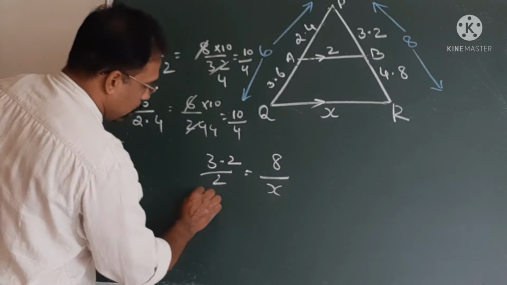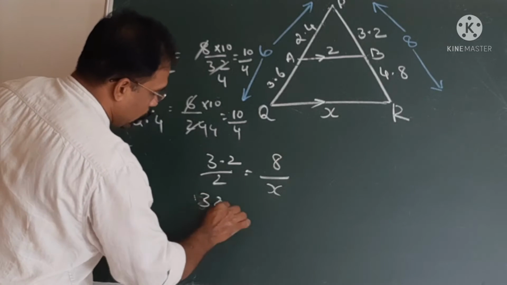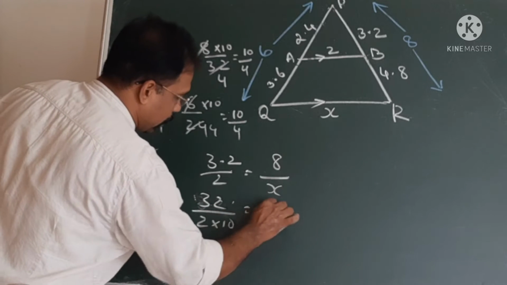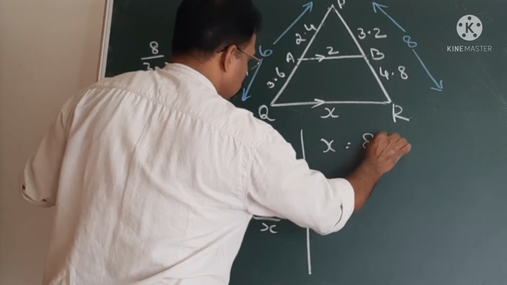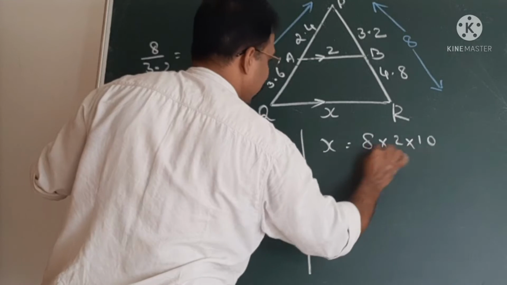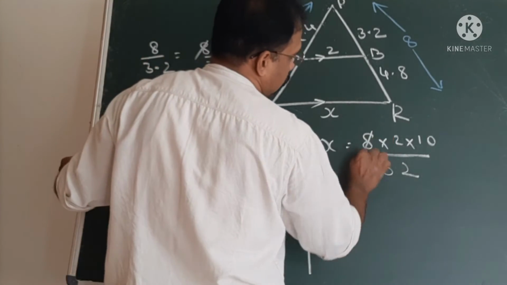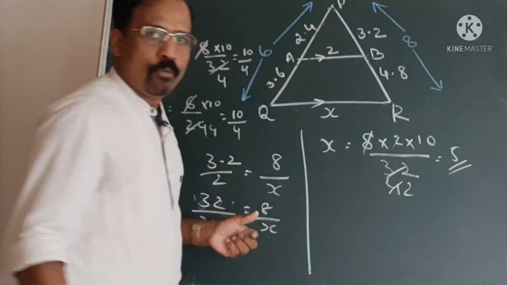So that is 3.2 by 3.2 divided by 2 into 10 is equal to 8 by x. Therefore x is equal to 8 into 2 into 10 divided by 32. So this is 4, this is 2, so x is equal to 5.